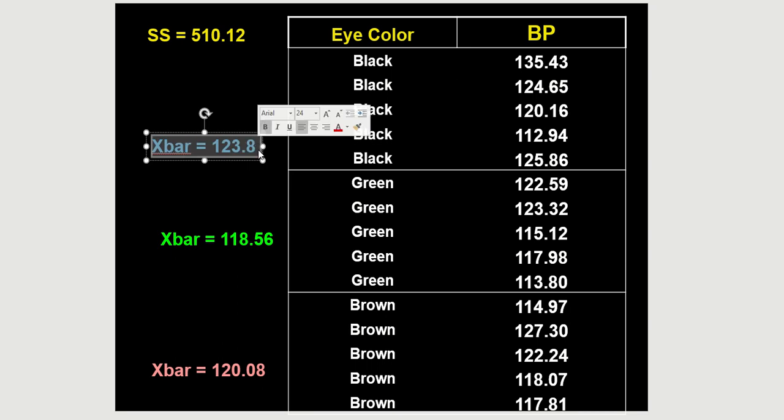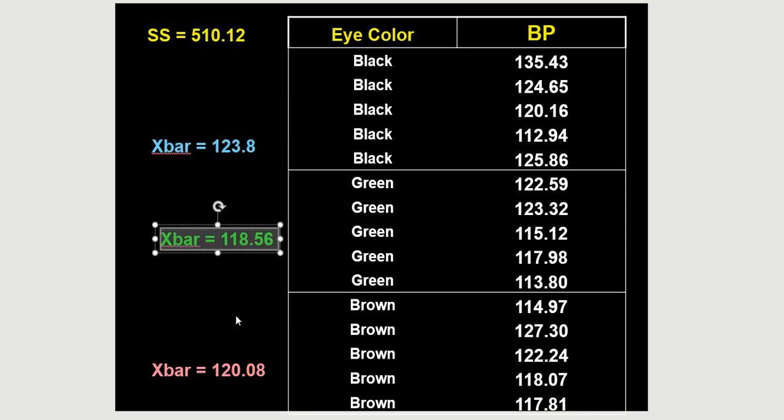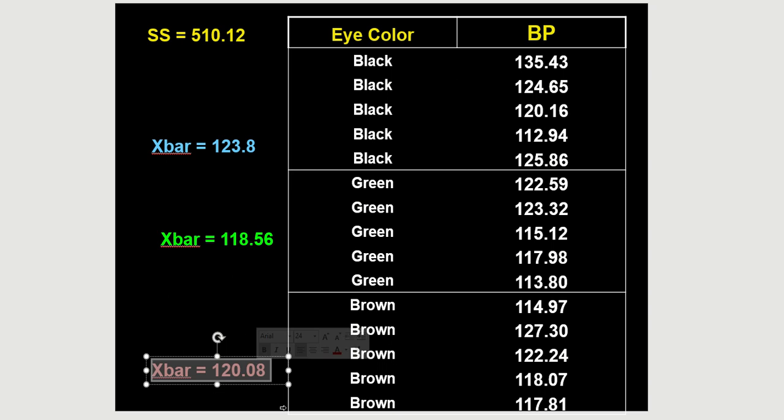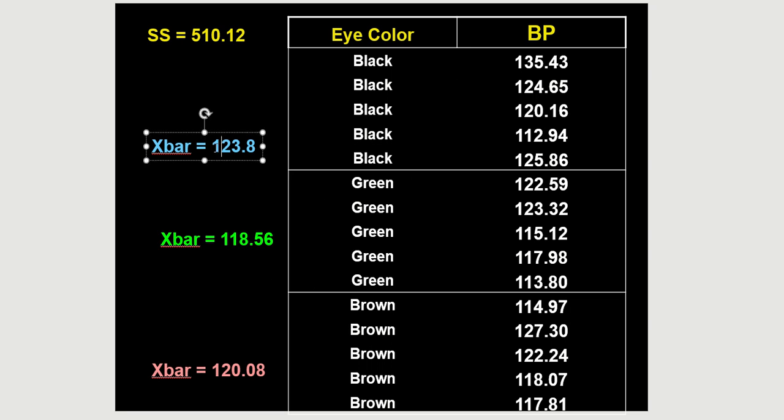The average for the first group is 123.8, for the second group is 118.56, and the average for the last group is 120.8. Now, if I ask you to calculate the sum of squares within the groups, what you should do is take the 123.8, subtract it from every one of these 5 values, and square every time. You add up, and that gives you the sum of squares within black. You do the same thing within green, and the same thing within brown. Now, here you cannot use the standard deviation option because I did not provide you with a standard deviation for every group.